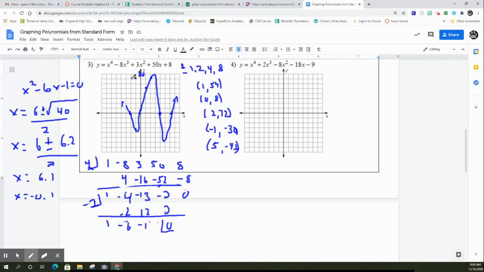So that's a pretty good one, right? We know it's going to be that even degree, so it's the same direction. It's a positive leading coefficient, both up. We found all 4 x-intercepts, even though 2 of them are irrational, we can still plot them. All right, so that's number 3. All right, number 4. I'm going to go ahead and let you guys do that one on your own.